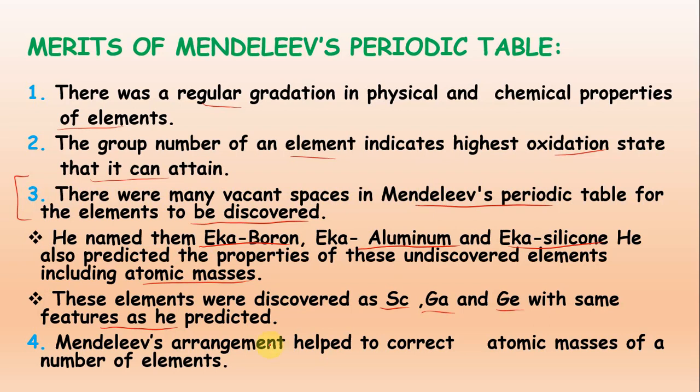Last, Mendeleev's arrangement helped to correct the atomic masses of a number of elements. There was an issue in their atomic masses when he classified the elements, and that issue was also resolved to some extent.